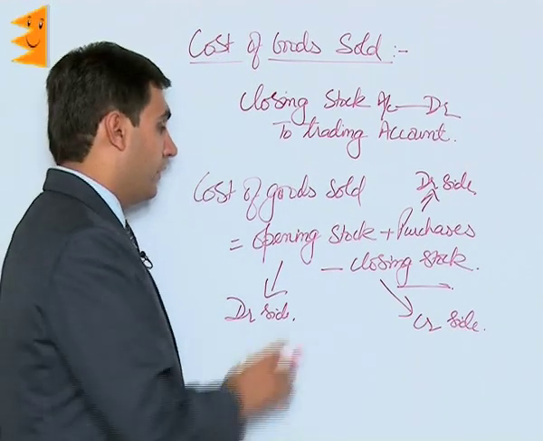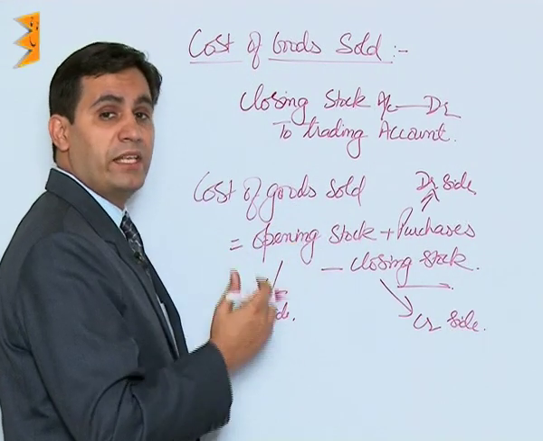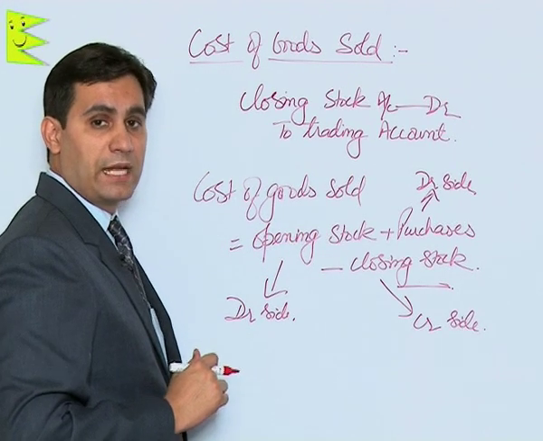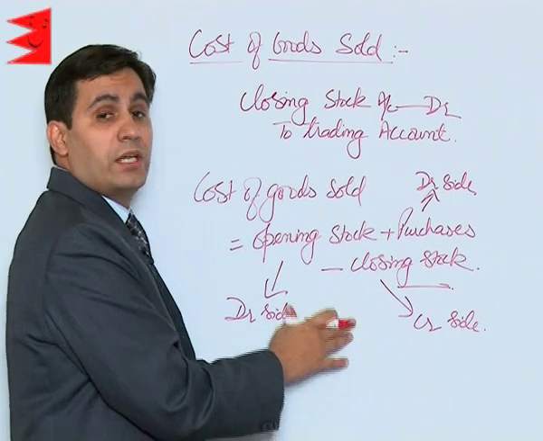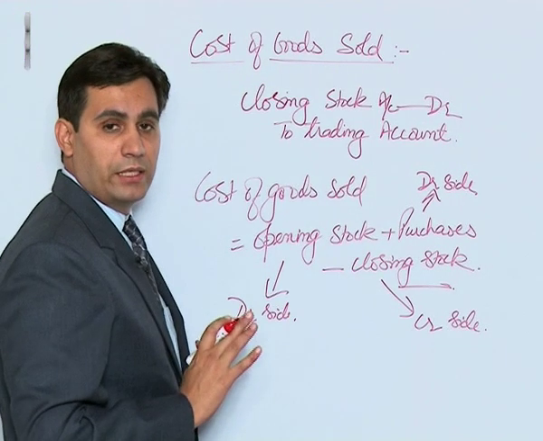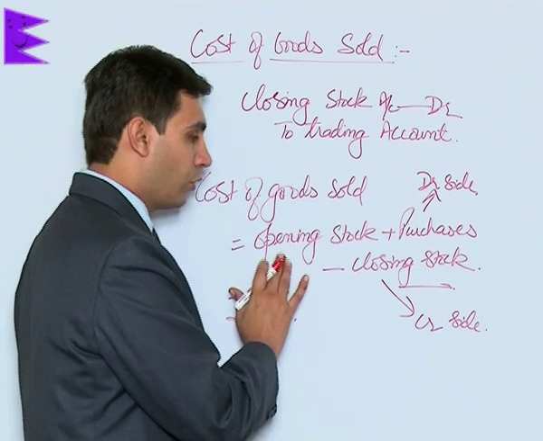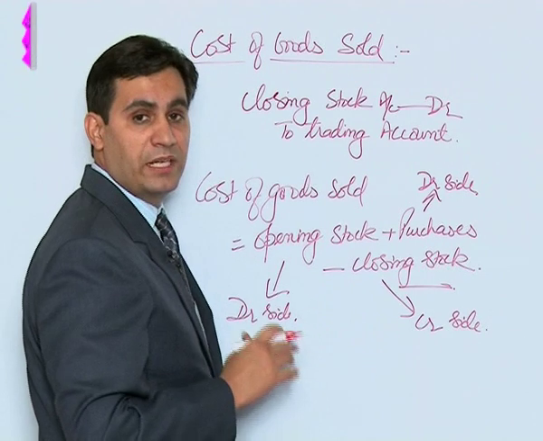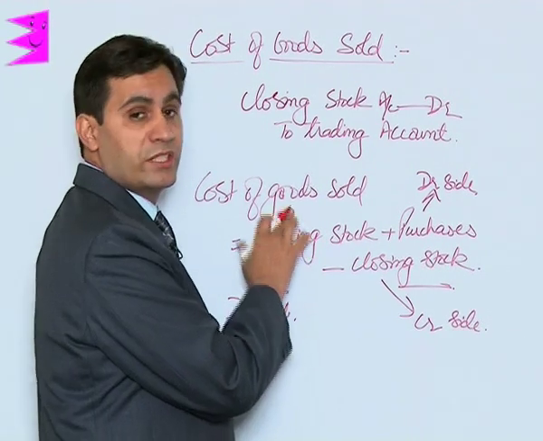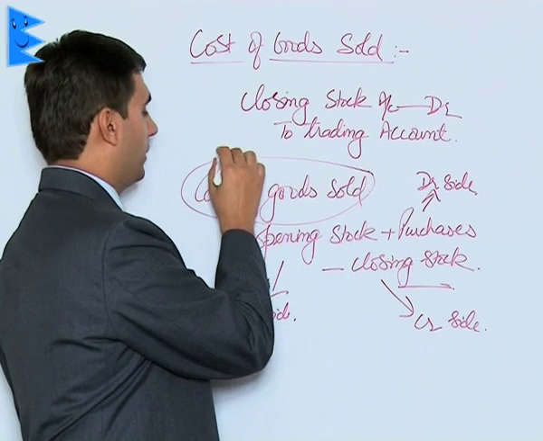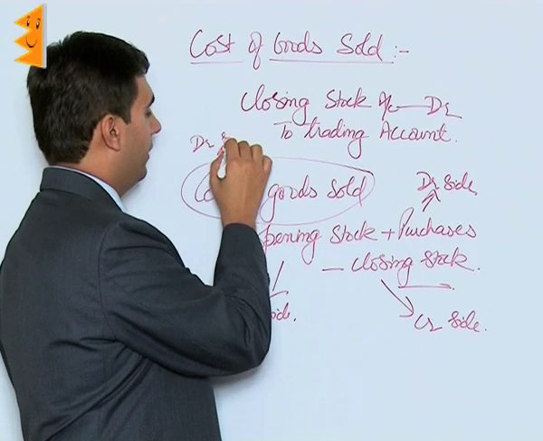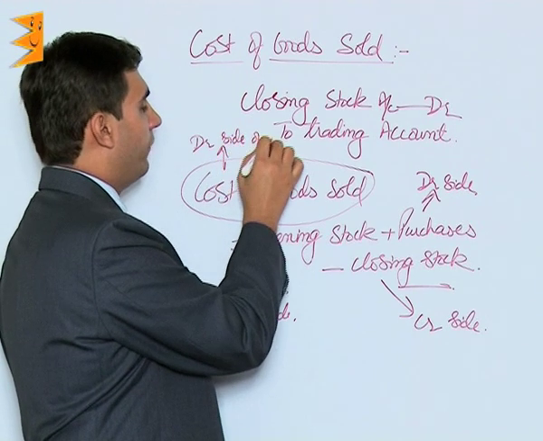But if cost of goods sold is directly given to you in the question, then opening stock, purchases and closing stock would not appear separately. There is no need to show opening stock, purchases and closing stock separately if cost of goods sold is given to you. In case this figure is given, then it is shown on the debit side of trading account.